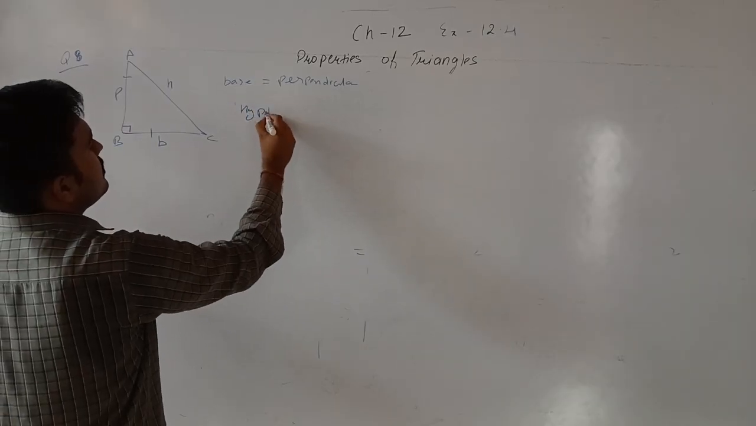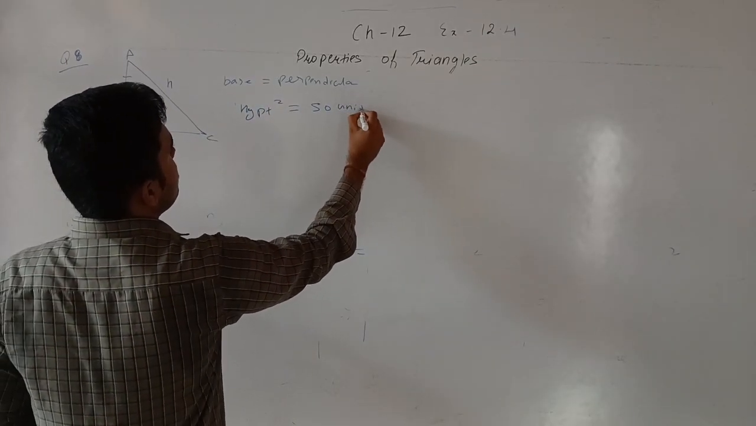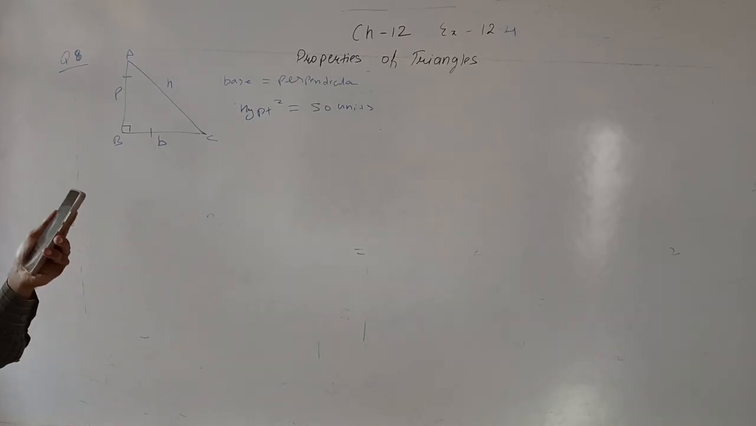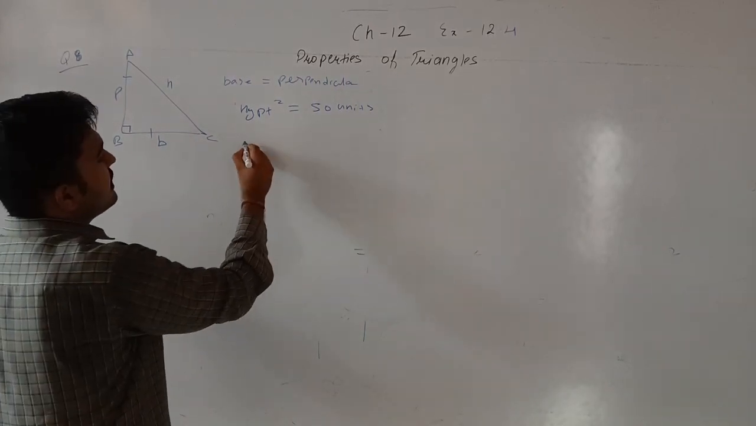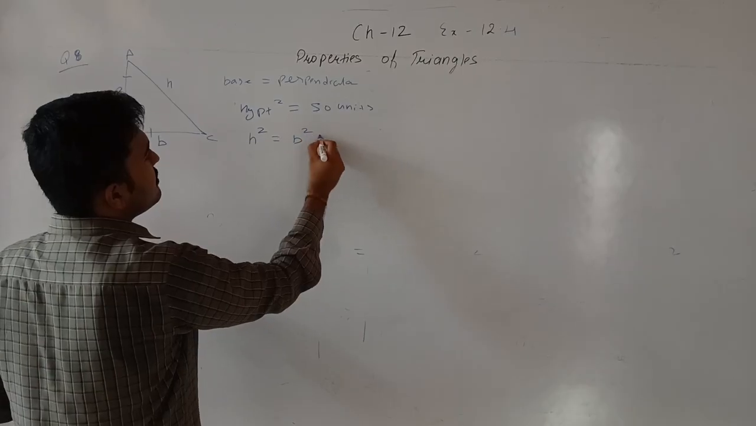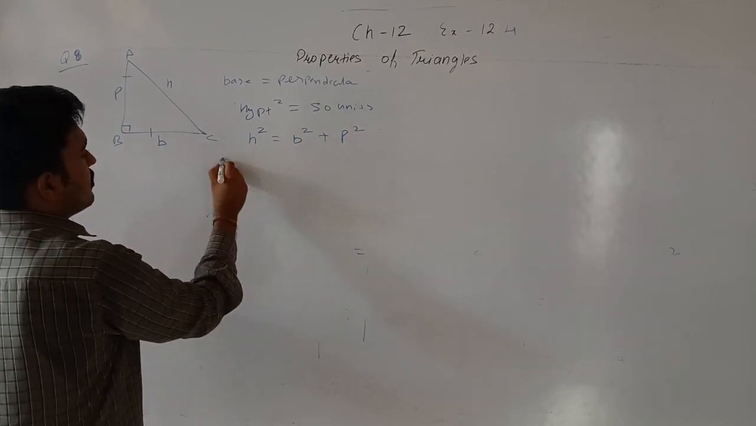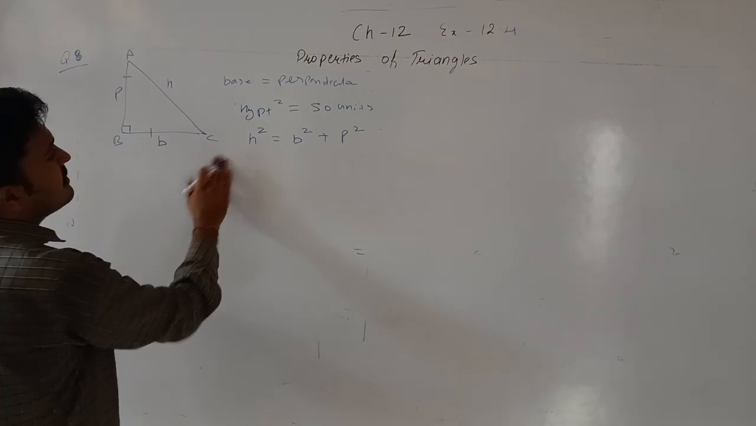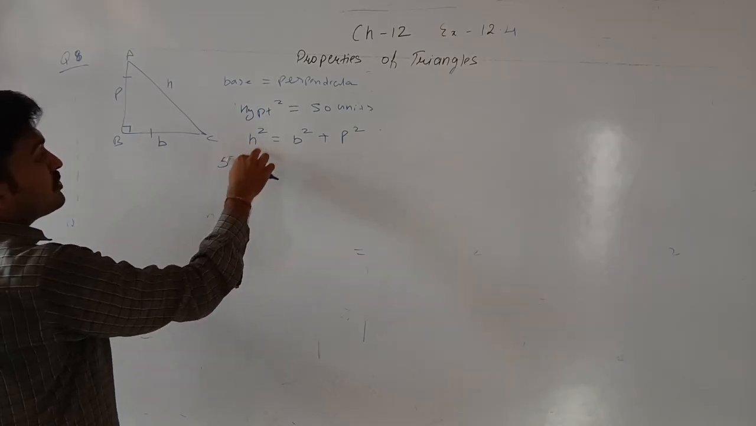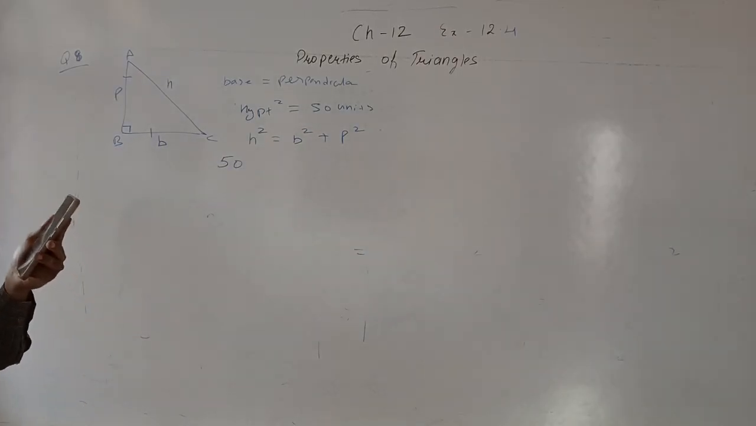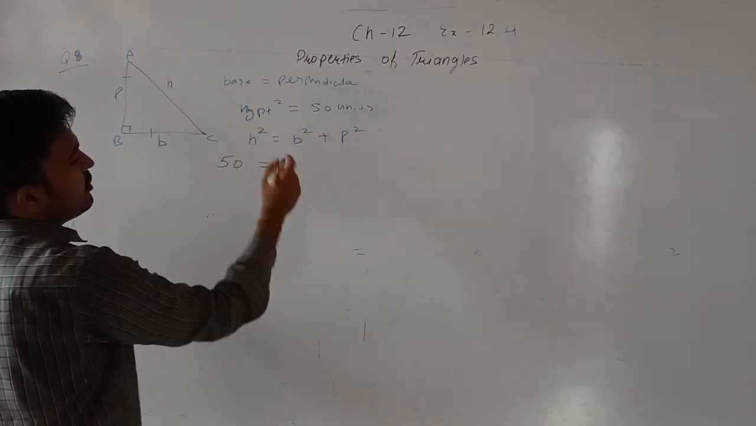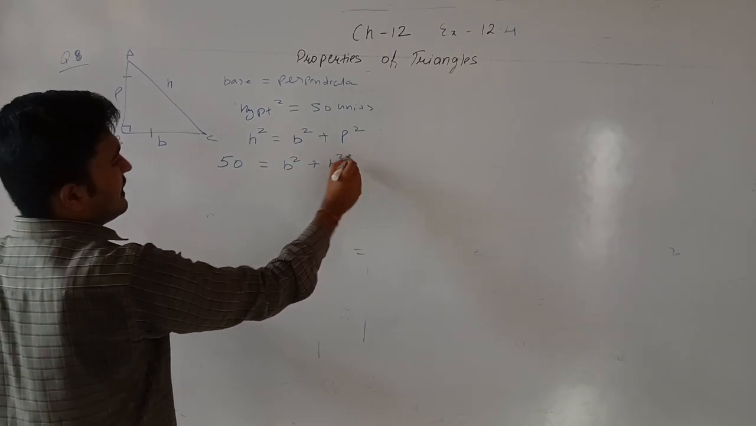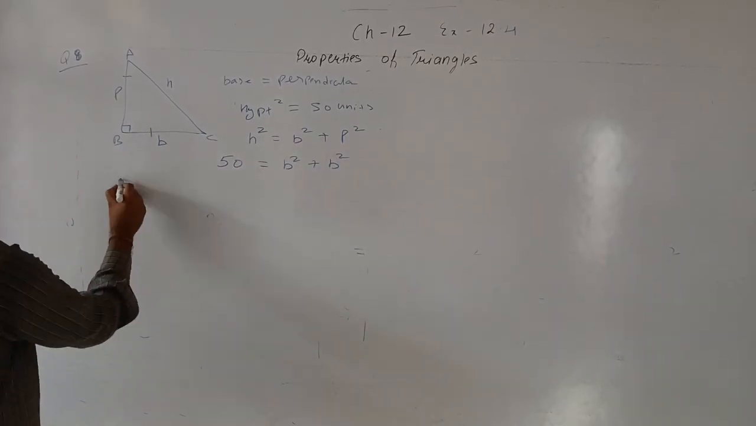Therefore, it is given that hypotenuse squared is equal to 50 units. What is the length of each of its legs? So we have to find the legs. Hypotenuse squared is equal to base squared plus perpendicular squared. So 50 is equal to base squared plus perpendicular squared. Because base is equal to perpendicular, base squared plus perpendicular squared is equal to base squared plus base squared.